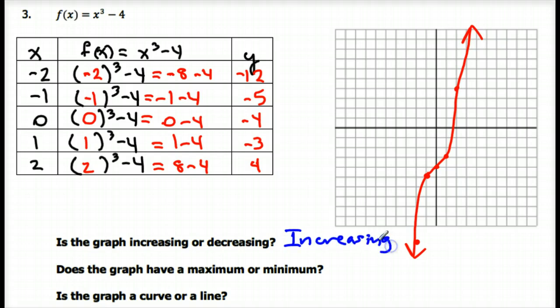Unlike the U shape, there is no minimum point on this. It keeps going forever downwards this way, forever upwards this way. So we say none, no minimum and no maximum. And finally, this would be a curve, not a line.